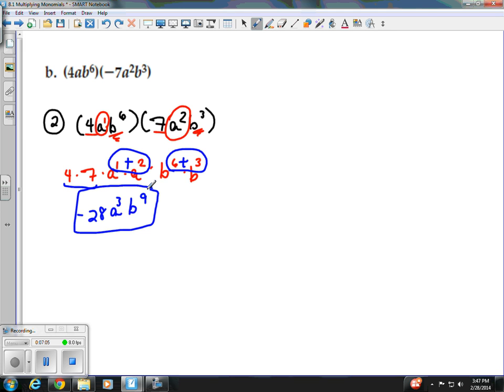So those are our rules for multiplying monomials. We multiply the coefficients. 4 times negative 7 is negative 28. We add our exponents of the same variable. So a to the 1st and a squared gives us a cubed. b to the 6th and b to the 3rd gives us b to the 9th.